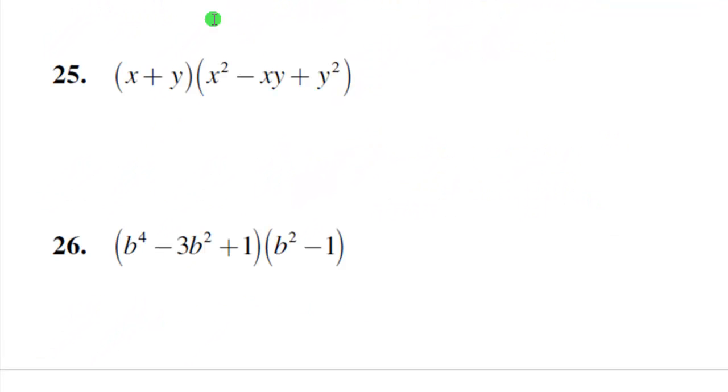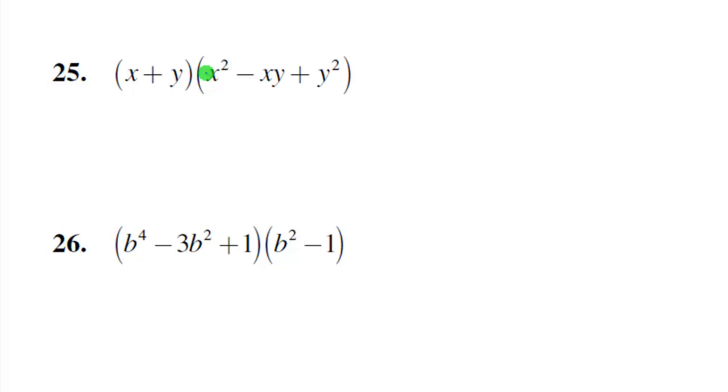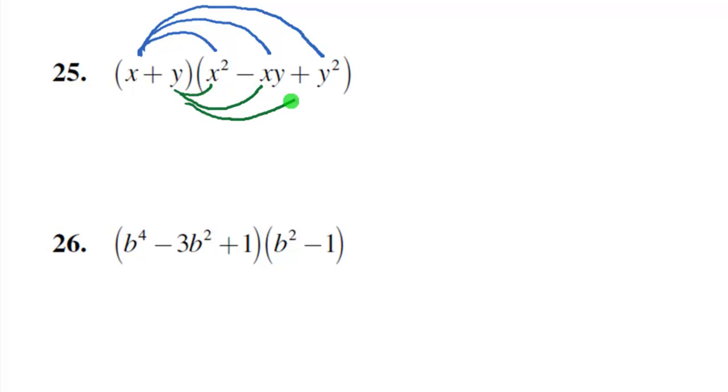Now for our next problem, we have a binomial being multiplied times a trinomial. And so we're going to distribute, just as before. We're going to distribute the two terms in the first binomial multiplied times a trinomial, 3 terms. So 2 terms and 3 terms. And we're going to use the distributive property again. We're going to distribute first the x in the binomial times all 3 terms in the trinomial. And then we're going to come back and distribute the y in the binomial times all 3 terms in the trinomial.